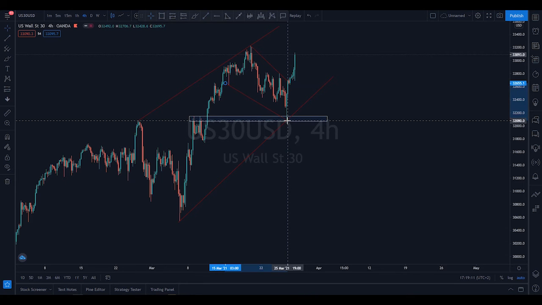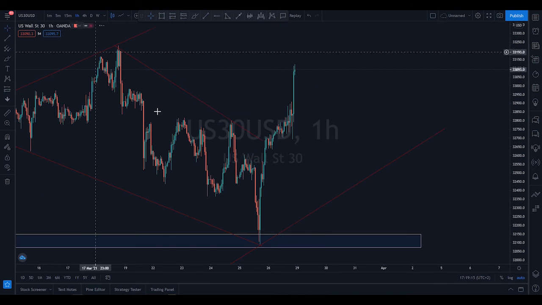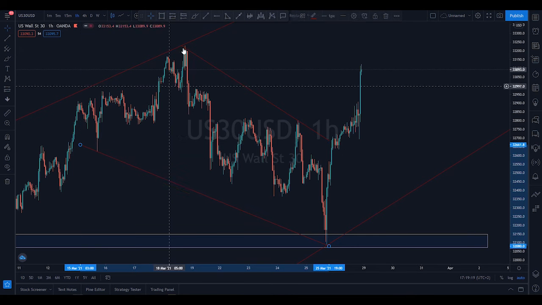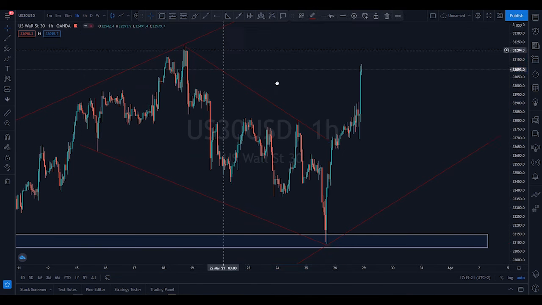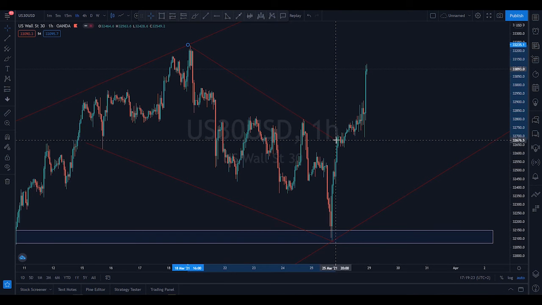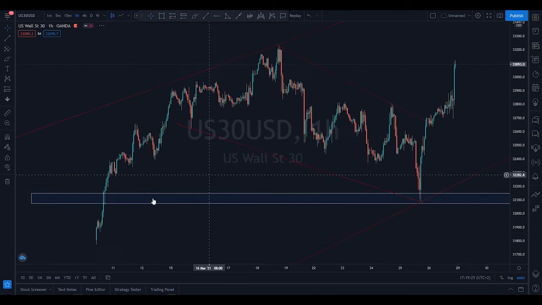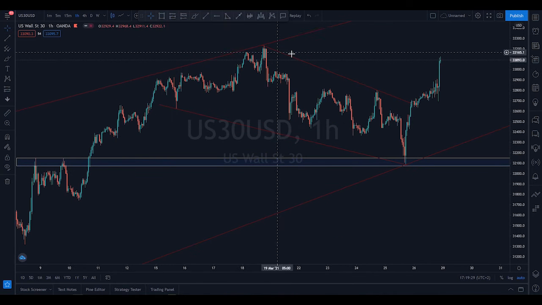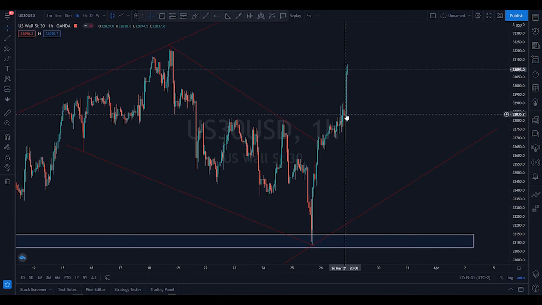So we can see that. Now we can go to a 1-hour time frame just to make sure that we get the touches right. It's clear now that there was an impulsive move, a correction, and then it broke the impulsive move.